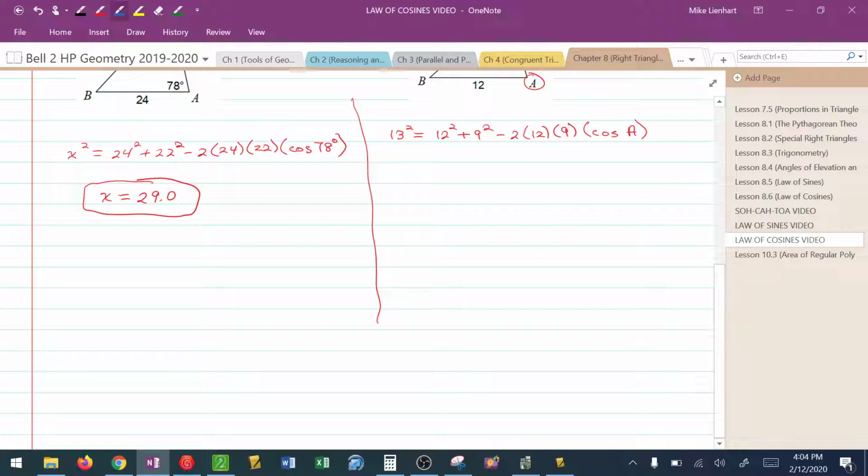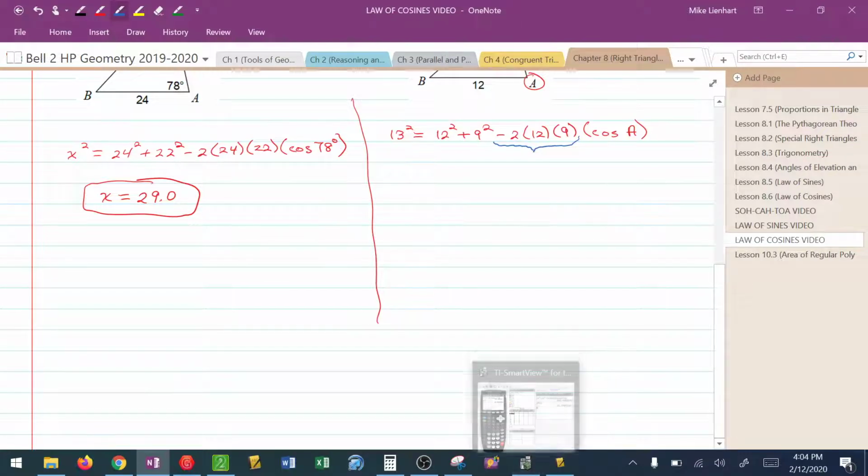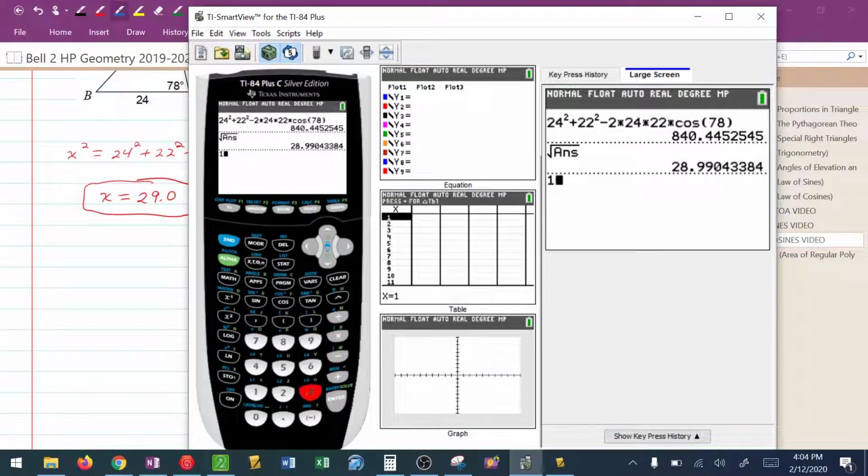as the cosine of A over to the left side. Now be very careful, because if you notice right here, those three values are multiplying together and they're also multiplying the cosine, which means to move this group over, I'm going to have to use division, opposite operations. I like to do these problems one step at a time. So here we go. I'm going to start with 13 squared.